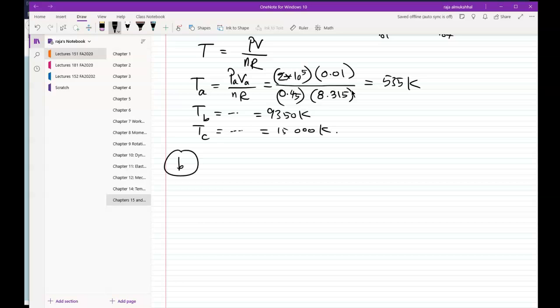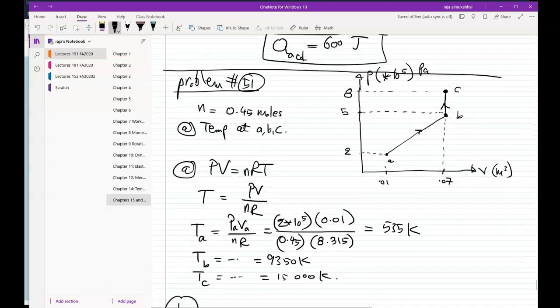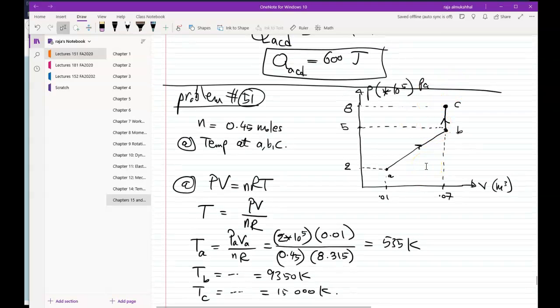Part B. I'm reading it from my hard copy, I hope you have the screen in front of you. How much work is done by the gas in this process? So how do we do that? Well, first of all, we can ask the question: is the work positive or negative? It's positive. Why? Because if you follow the direction of the arrows, the volume has increased, which means there is an expansion of the gas. Expansion means positive work.